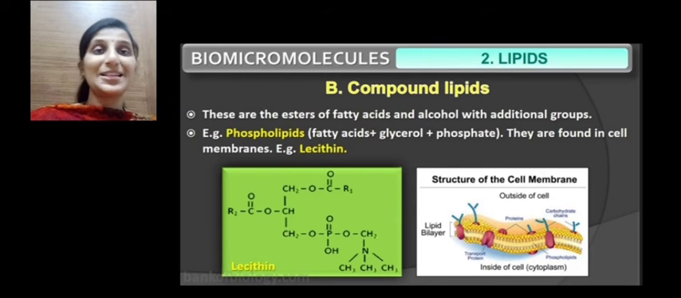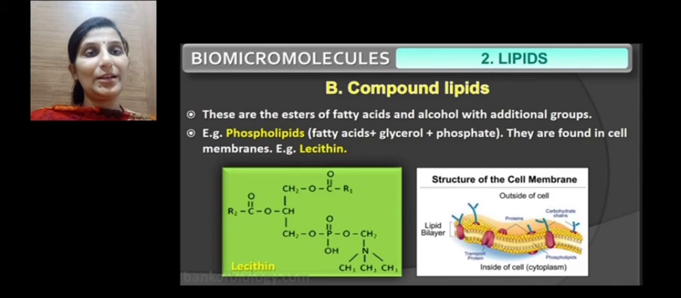We finished with simple lipids. Now the second type, compound lipids. They are esters of fatty acids and glycerol, and in addition they have an additional group attached to them. For example, phospholipids. We can see the glycerol attached to a fatty acid, and again a phosphate group attached to it. So an additional group is attached. Phospholipids are fatty acid plus glycerol plus phosphate, and are found in the cell membrane. An example of such a compound lipid is lecithin. So that's about the structure of compound lipids.